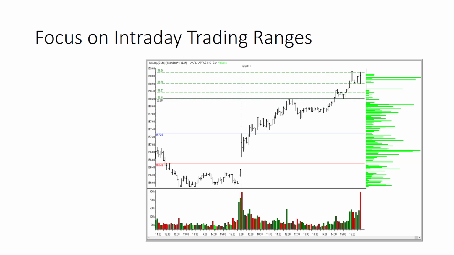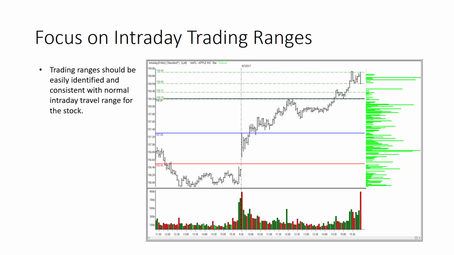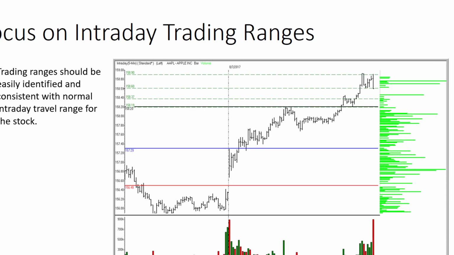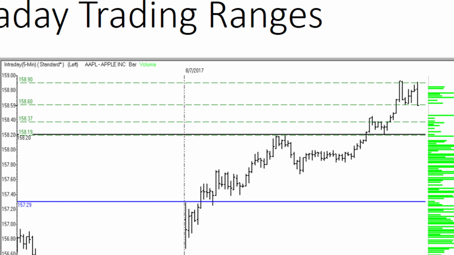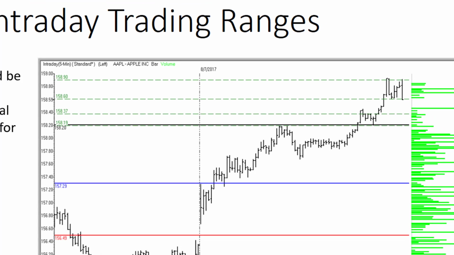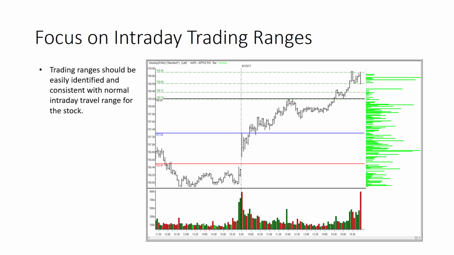So in this case, again, we see that we've got Apple that has a move higher, and the move higher going into the close of the day. We've got 158.19 up to 158.37, 158.37 up to 158.60, 158.60 up to 158.90. Those trading ranges should be really easy to identify. So when you're looking at this chart, you should very clearly see there's places that the stock is bouncing to and from. It's traveling in these narrow channels.